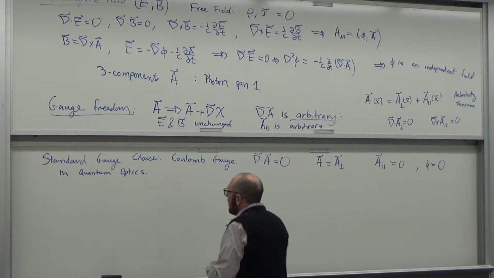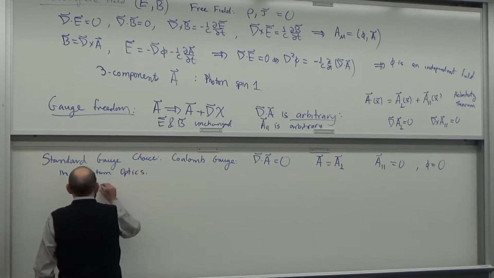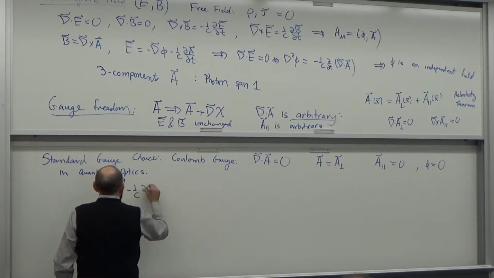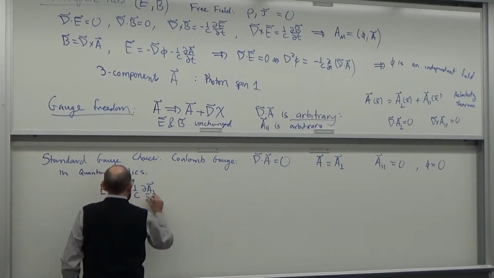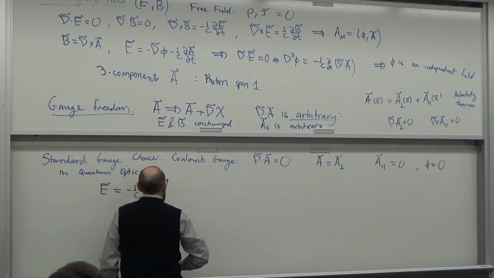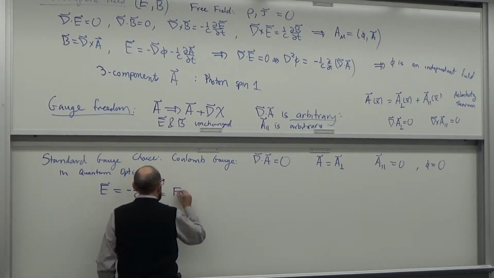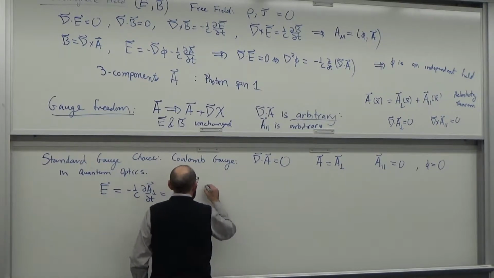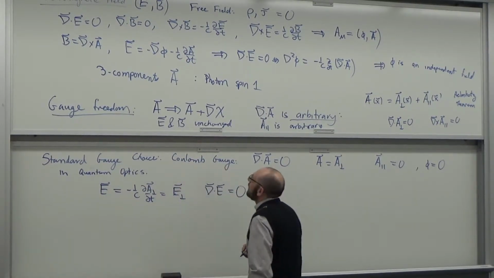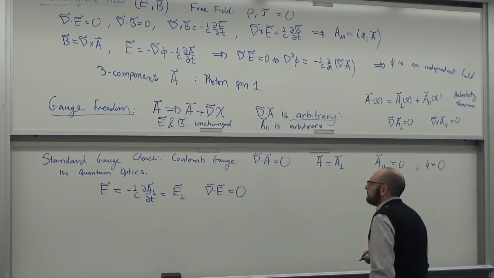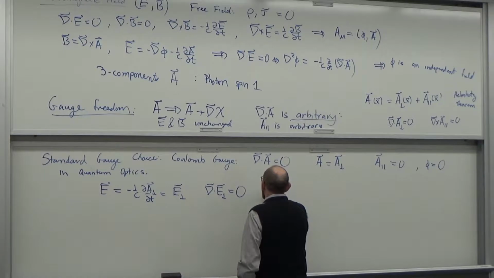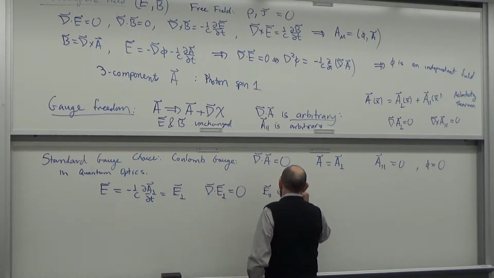And in the Coulomb gauge, the electric field is this, which itself just has the transverse part. So in the Coulomb gauge, del dot E is 0, as we want it to be. And the longitudinal part is not quantized.